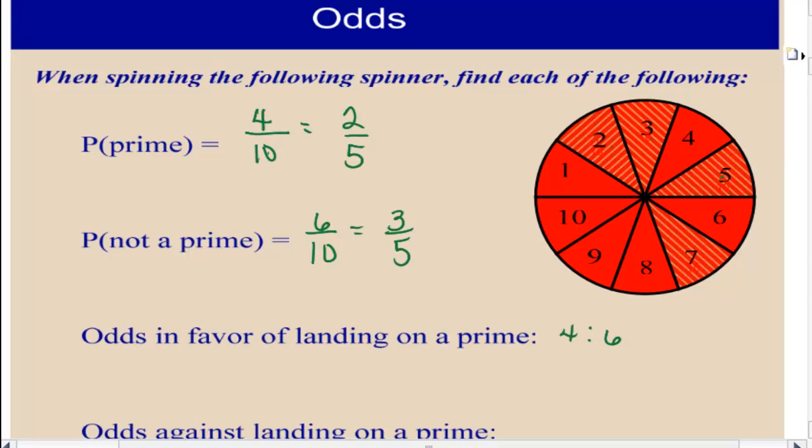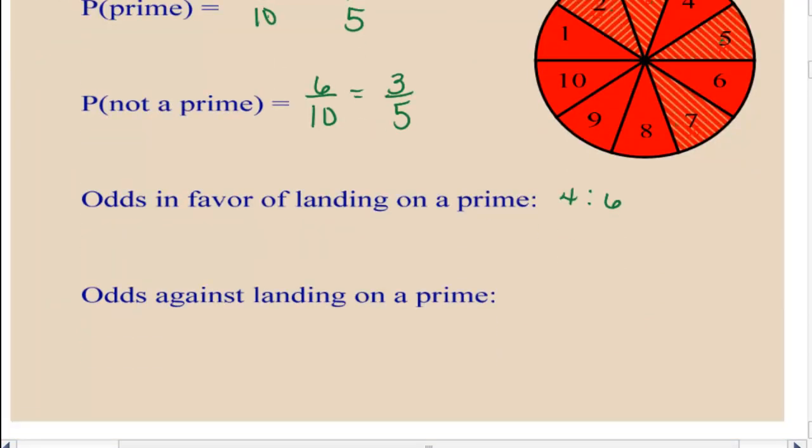We know that when we're talking about ratios, we could write them as a fraction like we do with probability, with a colon like we do with odds, or we could also write it with words. So we're going to simplify 4 to 6. And what would you get? 2 to 3. So for every 2 places on this dial, we could have a prime number compared to every 3, which would be not prime.